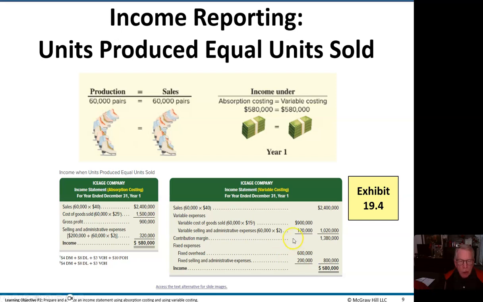You will notice here, of course, that the $120,000 variable selling and administrative expenses plus the fixed selling and administrative expenses equal that same $320,000 that you see on the full absorption costing side. All right, net income, $580,000 under variable costing, the same as absorption costing.